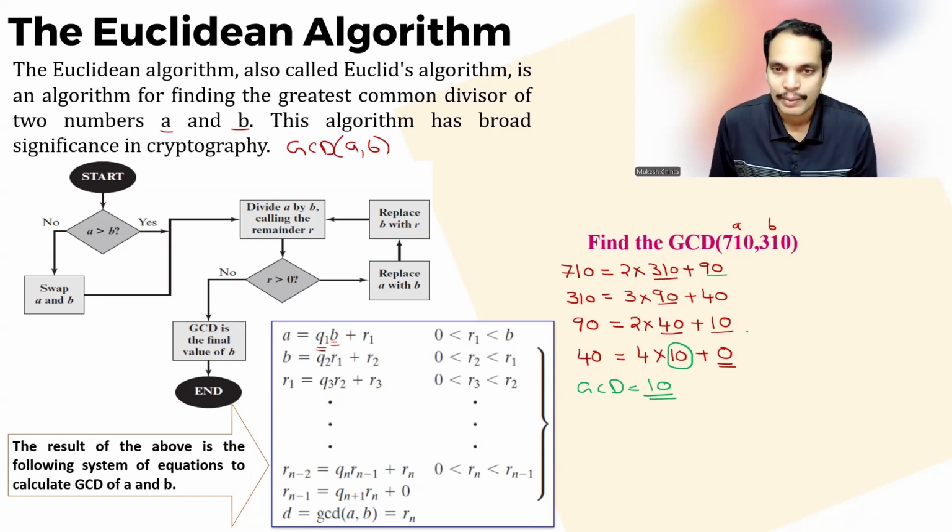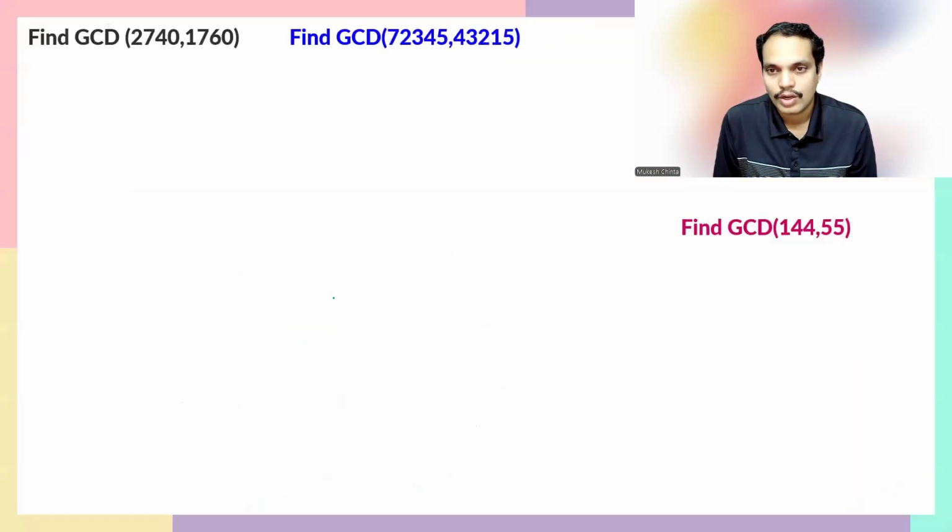For our purpose, I brought some other examples to give a better understanding. Now, hopefully you understood how these equations are generated from here. We can see that R1 is less than B, R2 is less than R1. Every time the remainder comes less than the previous one. And finally, you get the 0. And once you get the 0, whatever value is here will become the GCD of those two numbers. These are the equations that correspond to our calculations. And this is the algorithm.